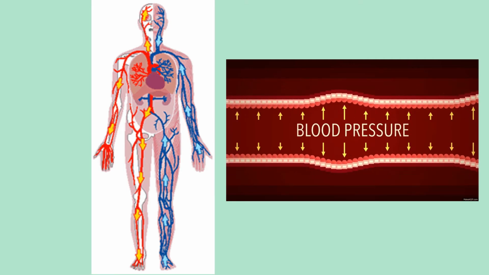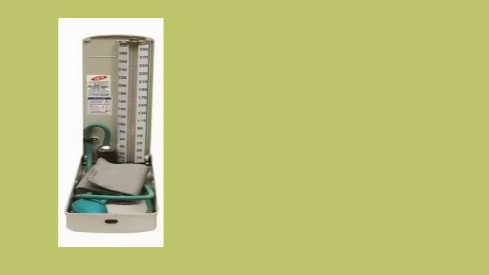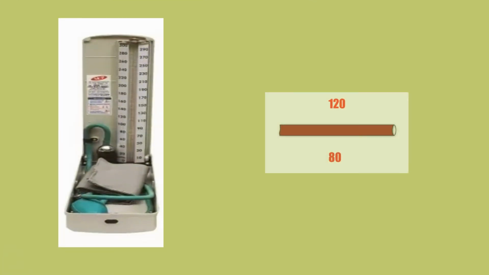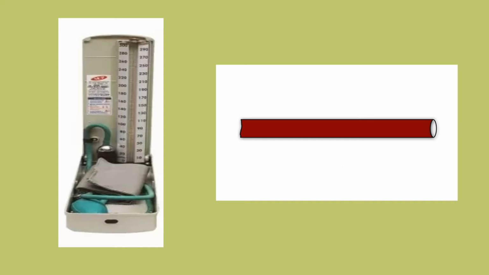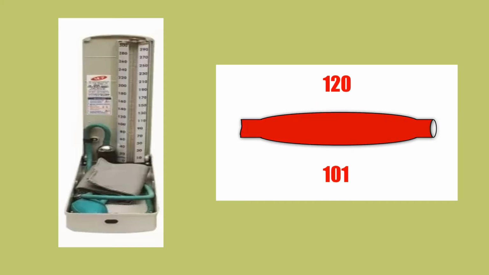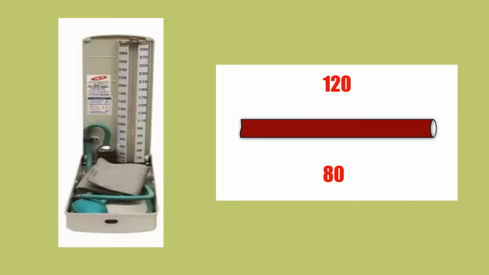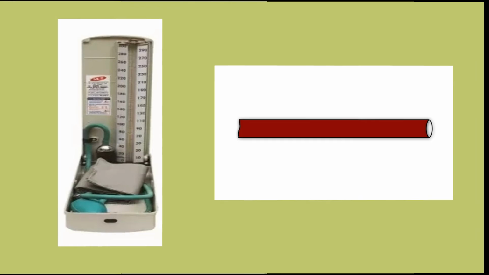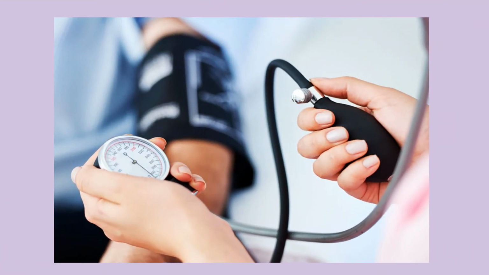Doctors measure blood pressure with a device called a sphygmomanometer. Normal blood pressure is 120 by 80. Blood pressure varies throughout our body. A standard place must be used to measure the blood pressure of a person, and the blood pressure may not be the same at different times. So blood pressure can be compared over a period of time.